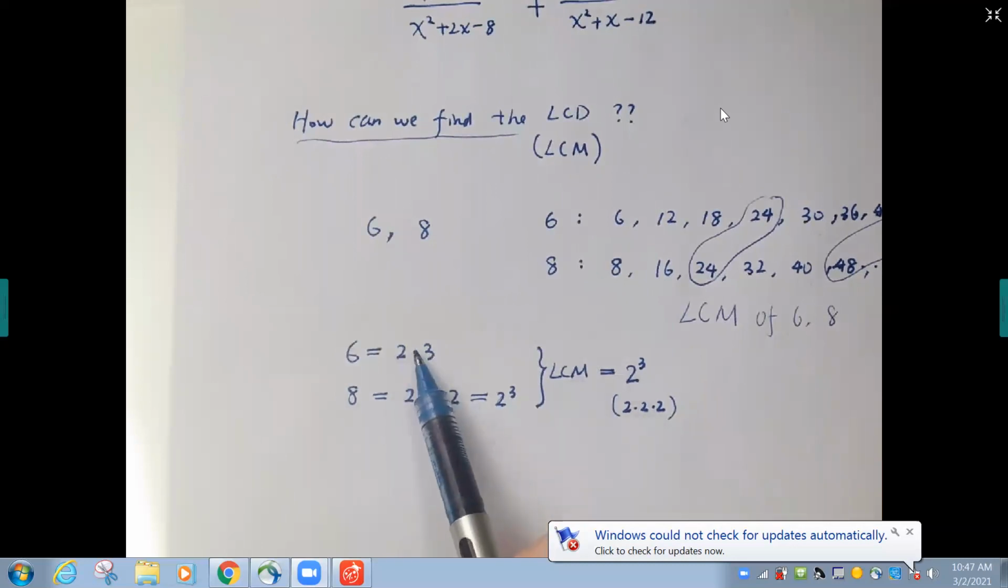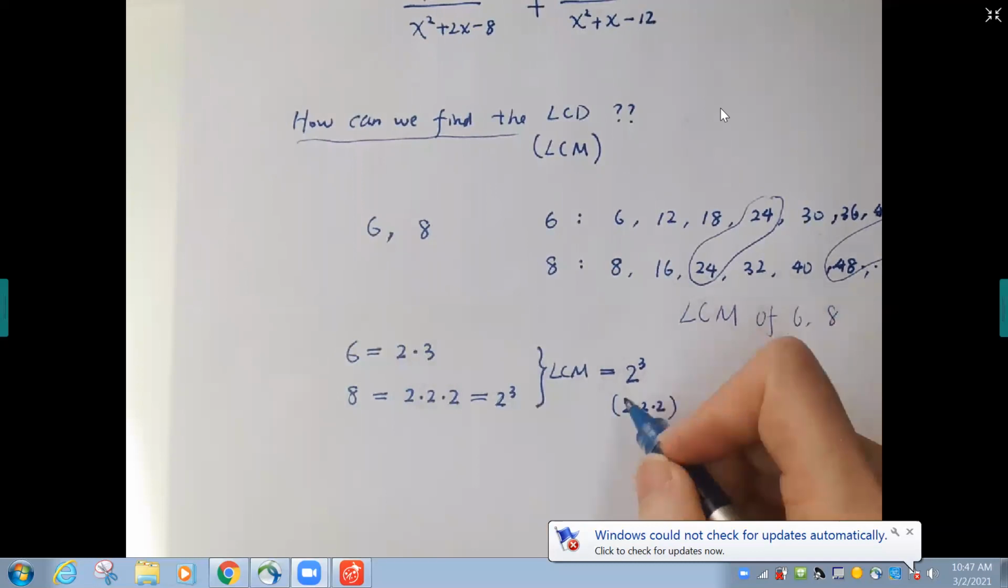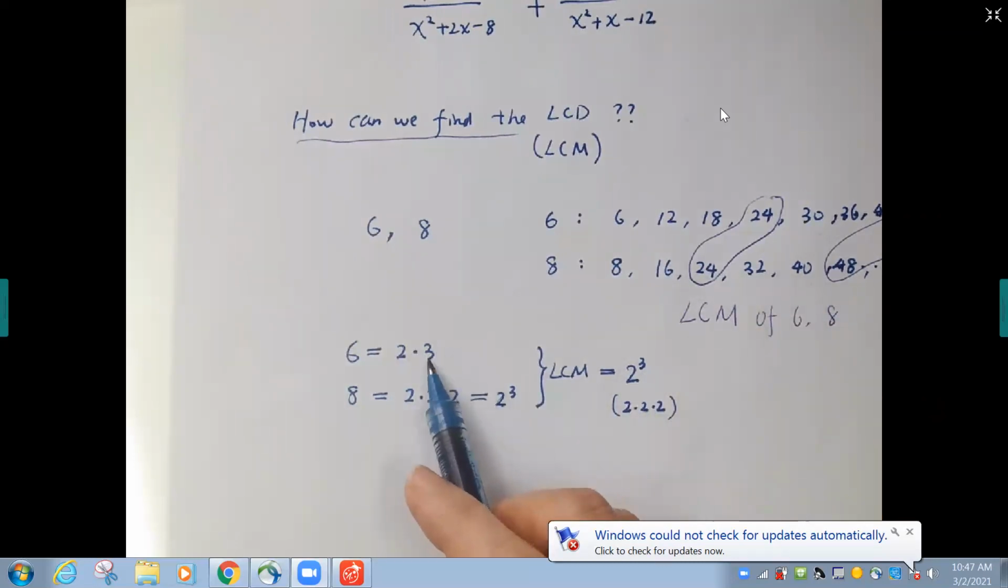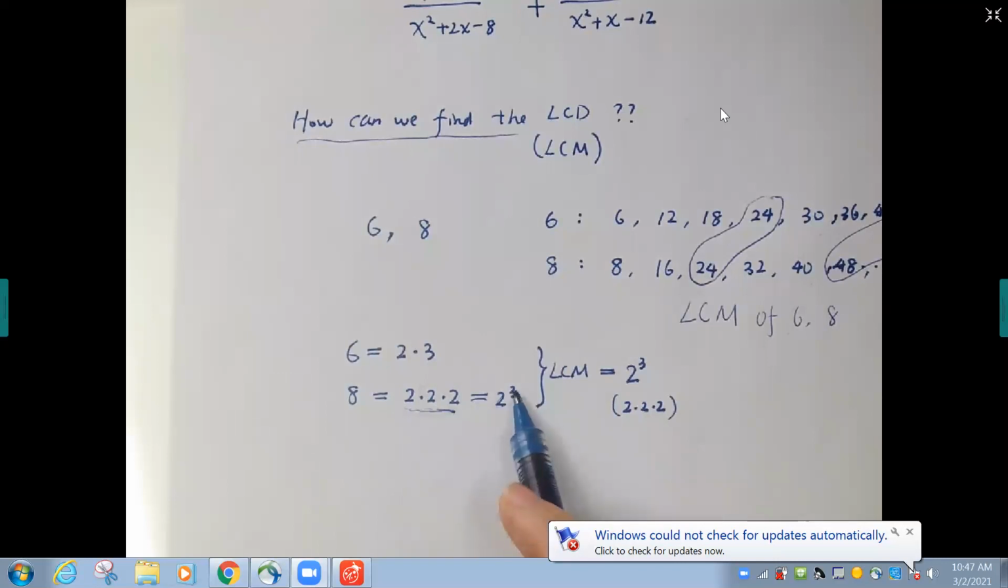Then move on. I see another factor, 3. Okay, so this is the factor 3 here. So 3 will be used. Now let's see how many 3s the first number has. 3 appears once. Check the second number. How many 3s appear here? There is no 3. So this 3 does not count.